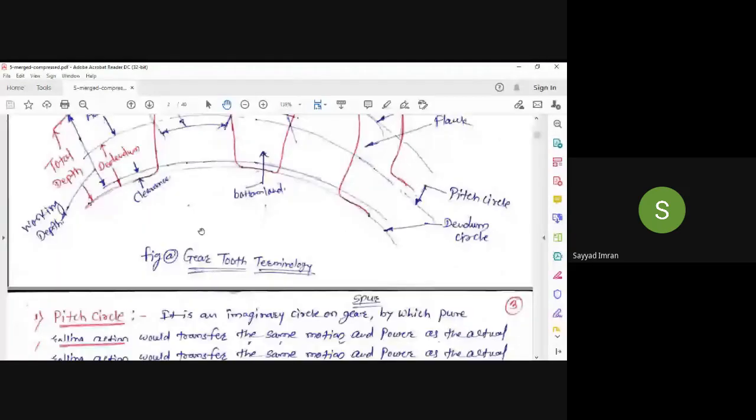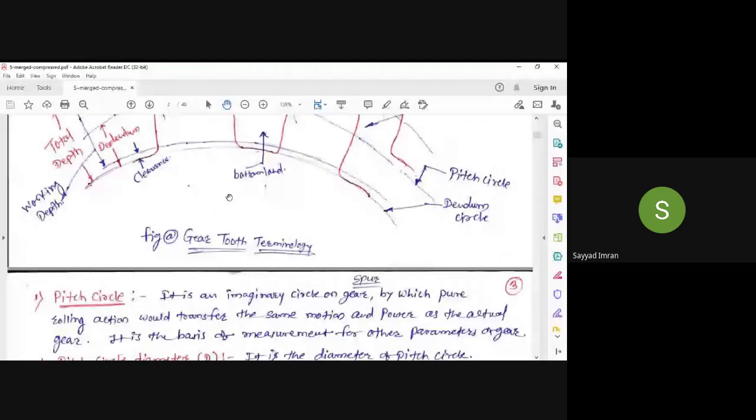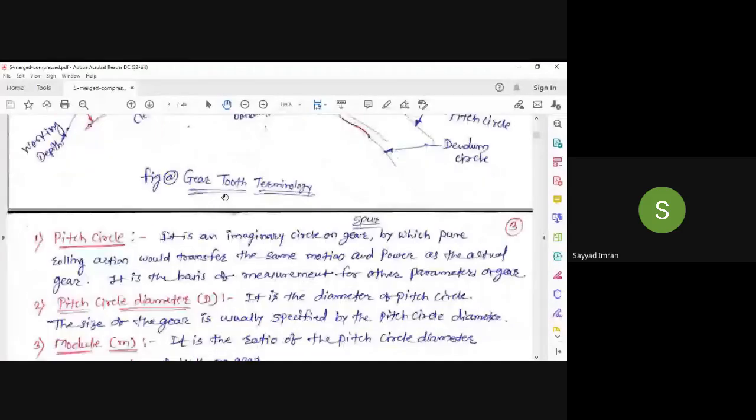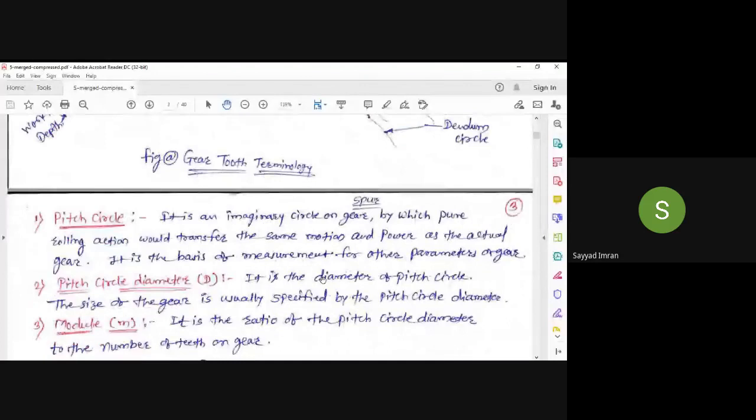So first terminology is pitch circle. Very important terminology. It is an imaginary circle on a gear by which pure rolling action would transfer the same motion and power as the actual gear. I repeat, pitch circle is an imaginary circle on a gear by which pure rolling action would transfer the same motion and power as the actual gear. It is the basis of measurement for the other parameters of the gear. That's why pitch circle is required.